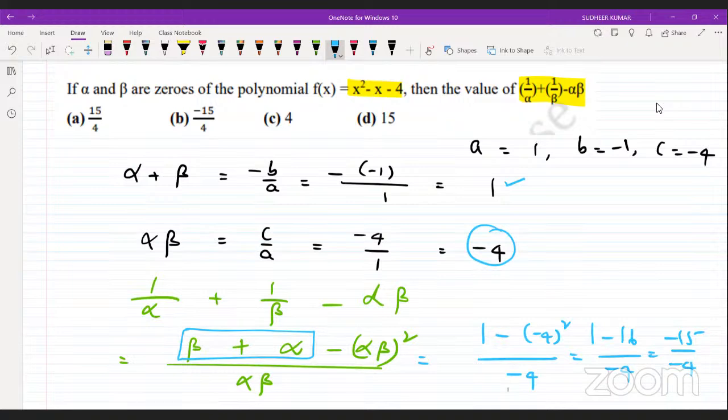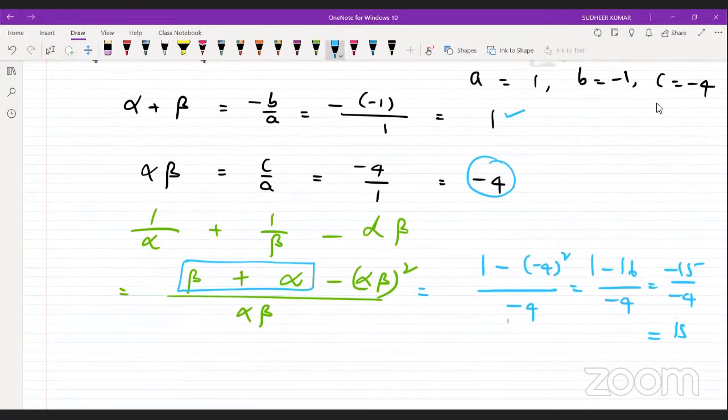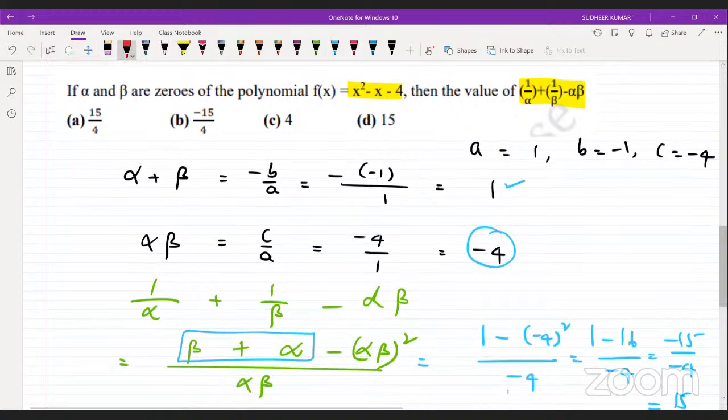So the answer is what we get. Minus minus gets cancelled, so 15 by 4 is the correct answer. Is there such an option or not? We'll see. 15 by 4. So option A is the correct answer.